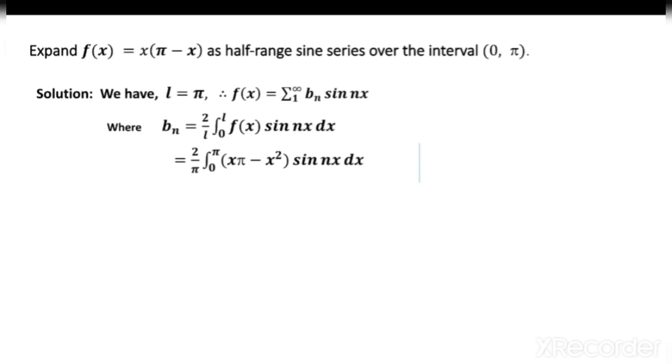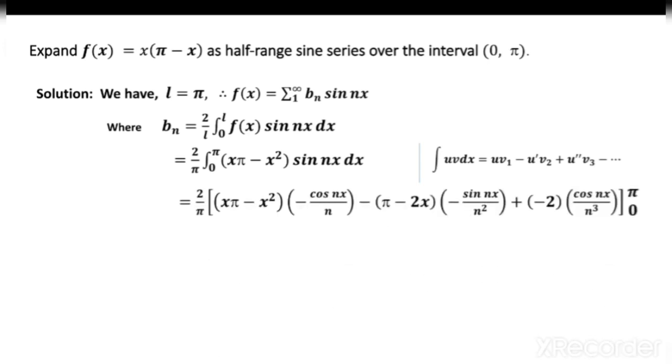Now how will you integrate this? We can integrate using Bernoulli rule. What's Bernoulli rule? Integral uv dx equal to u v1 minus u dash v2 plus u double dash v3 minus etc. Here v1, v2, v3 are successive integrals, and u dash, u double dash etc. are successive derivatives. Here what is u and what is v? u is x pi minus x square and the value of v is sine nx. So let's integrate.